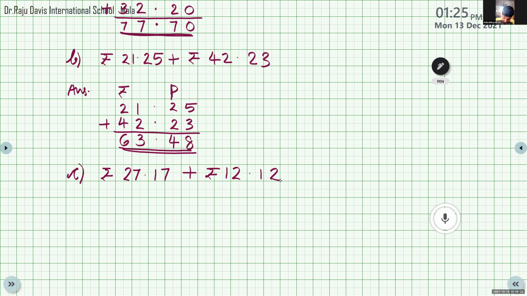Ma'am, the answer is 39 rupees and 29 paisa. Yes, 39 rupees 29 paisa. So let's write the answer together. So here we have the answer. Evelyn, you have to be fast. See, you are in second standard. After 2-3 months, you will move to third standard. So you have to be a little more fast, Evelyn.